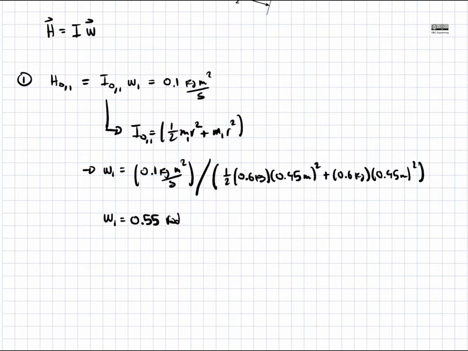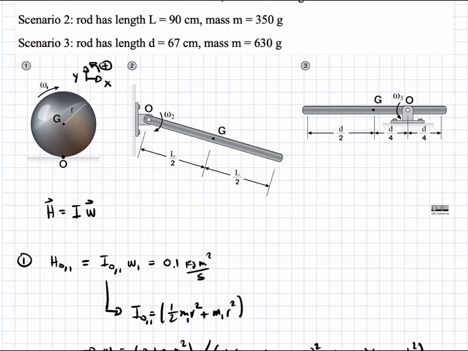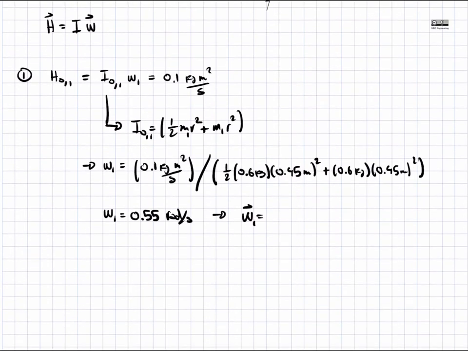0.55 radians per second. So to get a vectorial form, you can look at the diagram. The vector omega 1 is rotating in the clockwise direction, which means it's in the negative k-hat direction. It's negative 0.55 radians per second in the k-hat direction. And this is our final answer for omega 1.